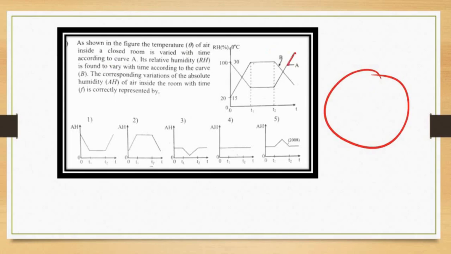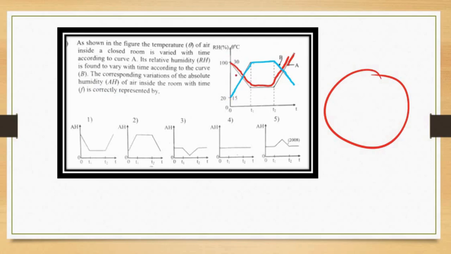So you can see this is the curve A. So temperature is decreasing and then constant and increasing. Its relative humidity is found to vary with time according to the curve B, right? So relative humidity is increasing and then constant, like that. Okay, so they're asking us to find the variation of absolute humidity. So let's investigate our question now.